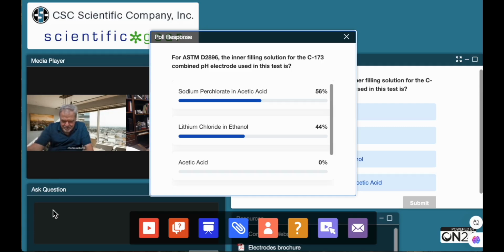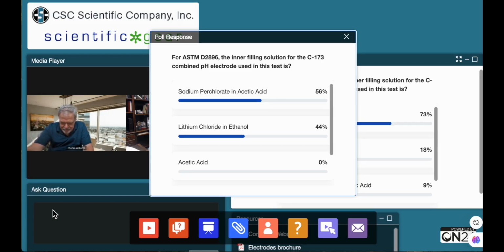Okay, I'm going to go ahead and take us to the answer. And the answer is lithium chloride and ethanol, 72.7%. That's correct. Acetic acid is not correct, and sodium perchlorate and acid is not correct. So lithium chloride and ethanol, there's your answer.